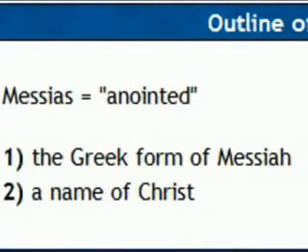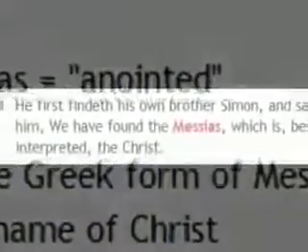So you have it right in front of you. Messiah equals anointed. But now here's how they confuse a lot of people. Here's how a lot of folks really get confused about this matter. Because if you look right here, it says one, the Greek form of what? Messiah. So Messias is the Greek form of Messiah, and Messiah is the English form of Moshiach. You see, a lot of folks get lost in translation. But then they say the secondary meaning is a name of Christ. Wait, if Messiah is being interpreted the Christ, how is Messias a name of Christ? You see how they confuse you?